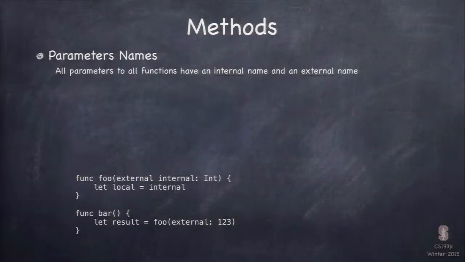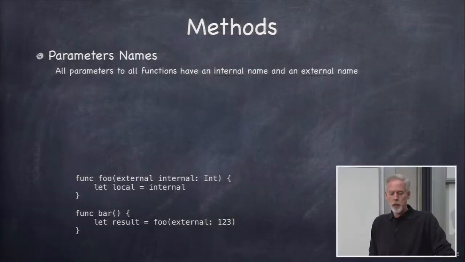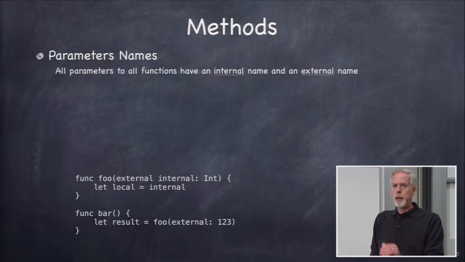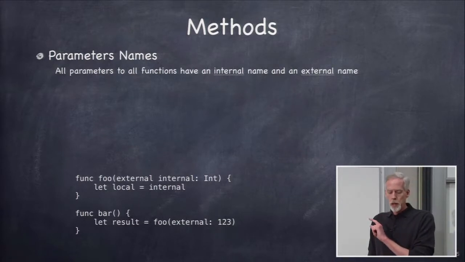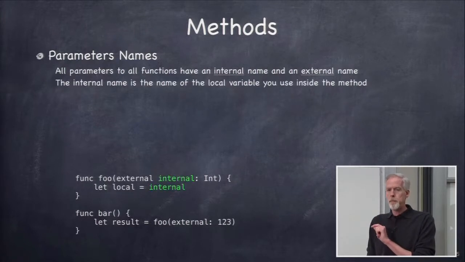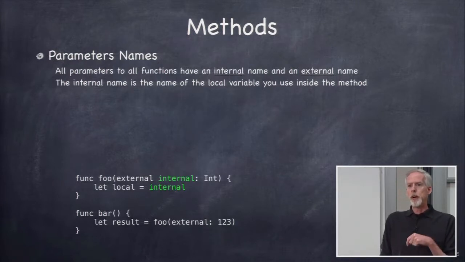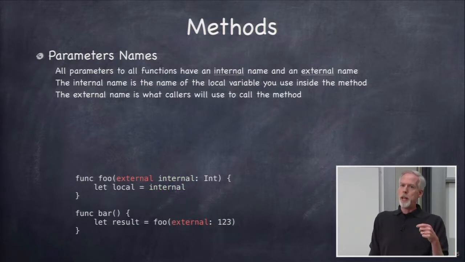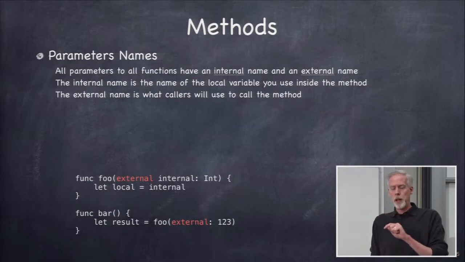So methods. Now let's talk about the parameter names of methods. This is going to be the crash course. You read all about this, I hope, in the documentation. But all parameters to functions have an internal name and an external name. So we're talking about the parameters. Down there, foo, the parameter to foo. It has an internal name and an external name. The internal name, which goes kind of near the colon, is the name that that thing is going to have as a local variable inside the method. And then the external name is the name that callers are going to put before the colon when they call the thing.